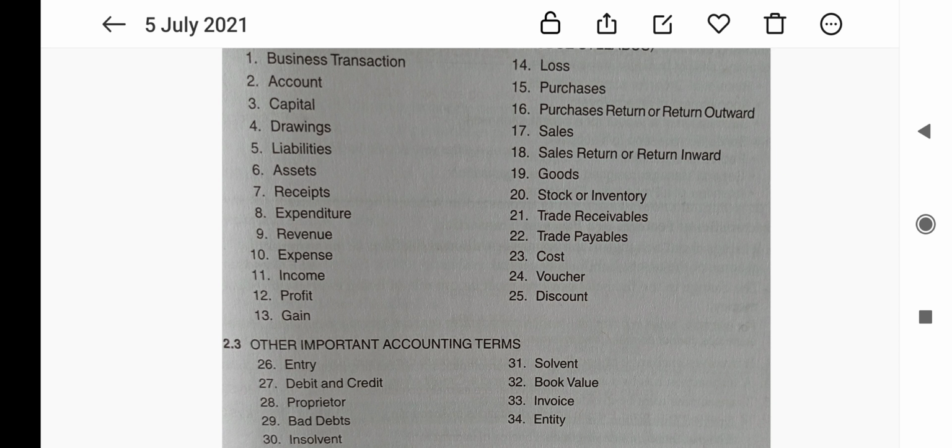Then the next term is purchase return, or return outward. When purchased goods are returned to the seller due to some reason, like not according to specifications.